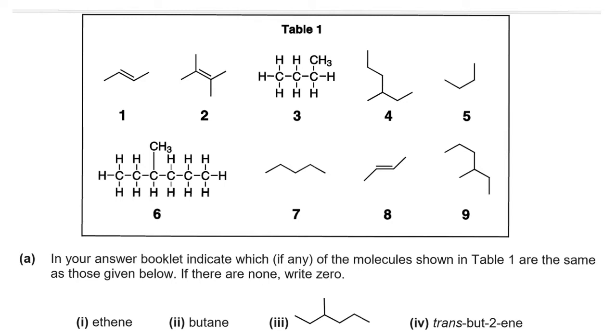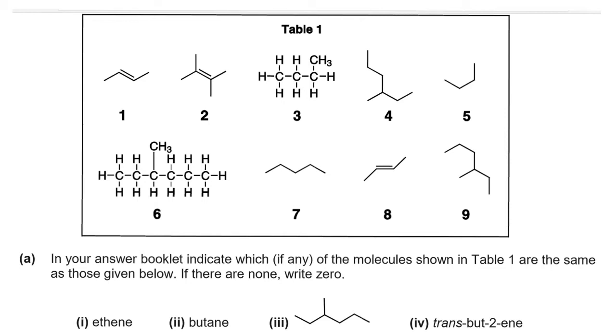So for part AI we're looking for ethene. We know that ethene's got 2 carbons bonded together with a double bond. However, all the molecules in table 1 have at least 4 carbons, so it's impossible for ethene to be present. So we know that the answer that we need to write down there is 0. When we're looking for butane, we're looking for 4 carbons bonded together in a linear chain and no double bonds.